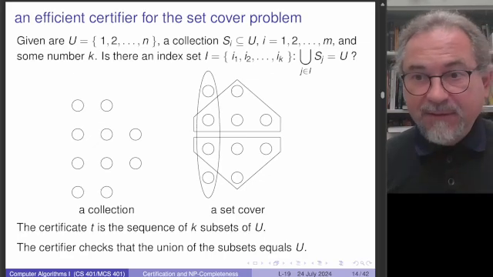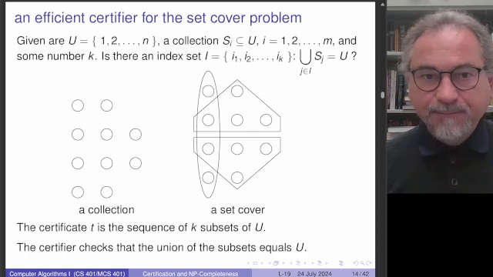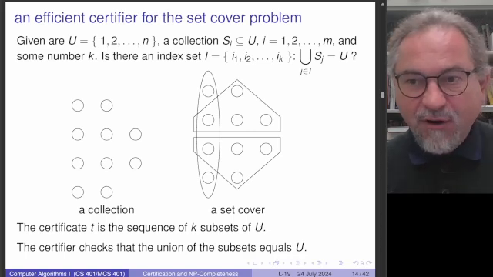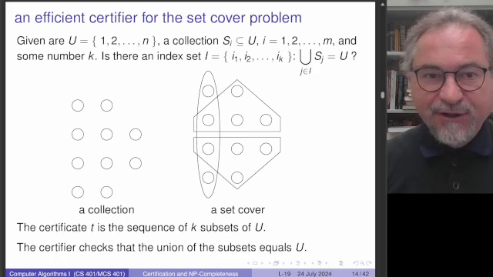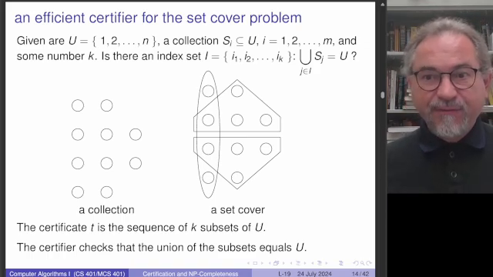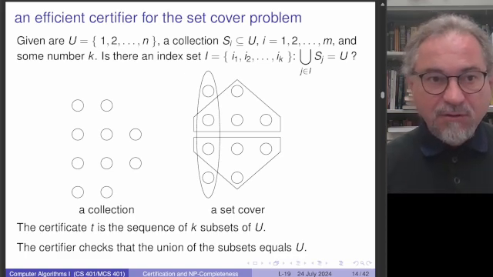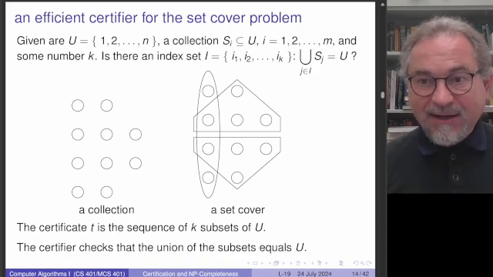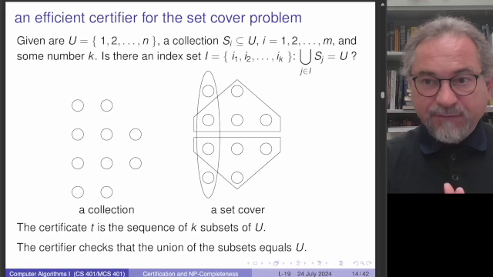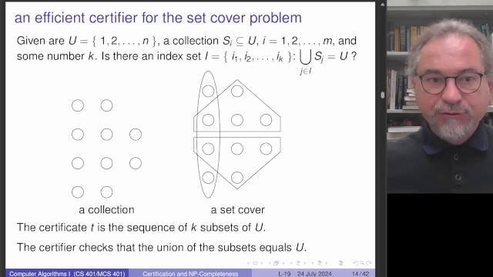Okay, so we have considered the vertex cover problem, and a generalization of this was the set cover problem. So what is the set cover problem? We have a universe given and a collection of subsets. So is there a selection of these subsets so that the union of these subsets covers the entire universe?